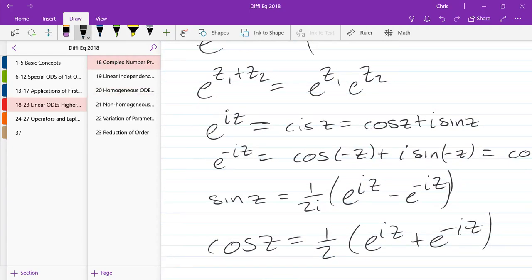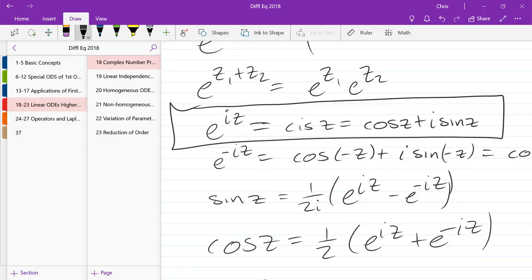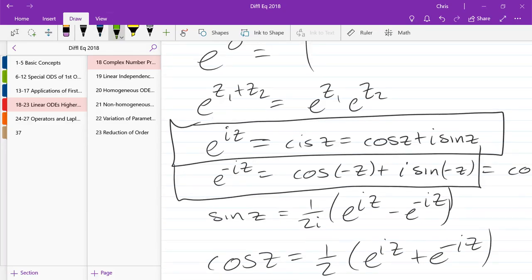What I want is this right here and this right there. The only difference is z is βx. That's the only difference. So what we're about to do is use this, where z is now βx, so we have e to the iβx, or e to the negative iβx. All we're going to do is use these identities and replace z by βx. Does that make sense? We're just using these identities right here.